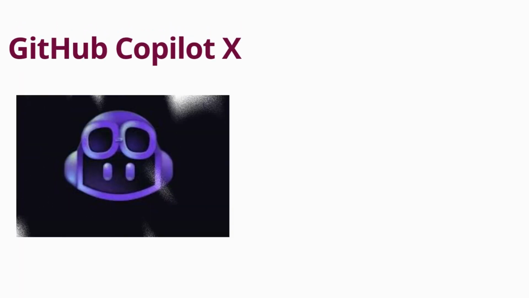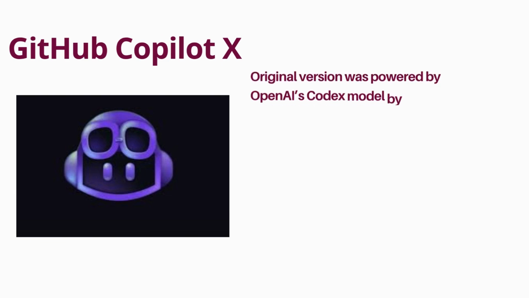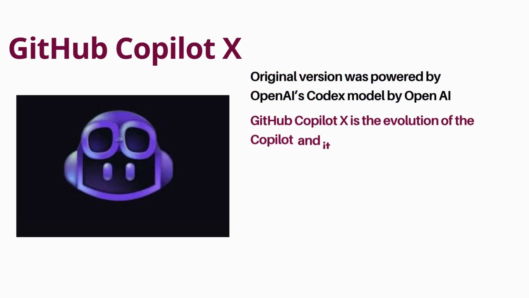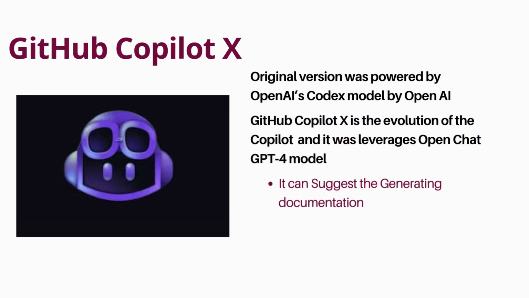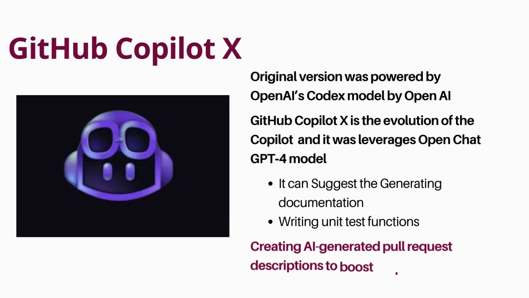You may also hear about GitHub Copilot X, the next generation of the original Copilot. While the original version was powered by OpenAI's Codex model, Copilot X leverages GPT-4, offering more advanced features like generating documentation, writing unit test functions, and creating AI-generated pull request descriptions to boost code quality. GitHub Copilot and Copilot X are here to enhance developer productivity, making coding faster, smarter, and more intuitive.